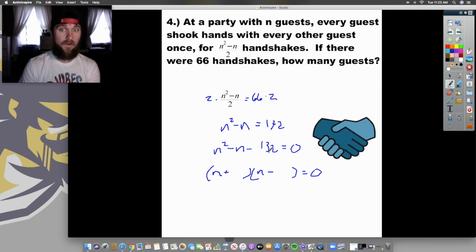So with a little thinking, it is 11 and 12 that gives us 132. We want the bigger one to be negative. I'm going to put 12 over here, 11 over here. And when we solved them before, the two answers would be n equals negative 11 and n equals positive 12. But this is an actual situation where we're talking about people, so the negative answer doesn't make any sense. You can't have negative 11 people, and so the answer is 12. There's 12 people in the room.